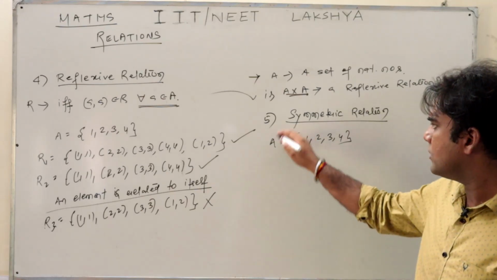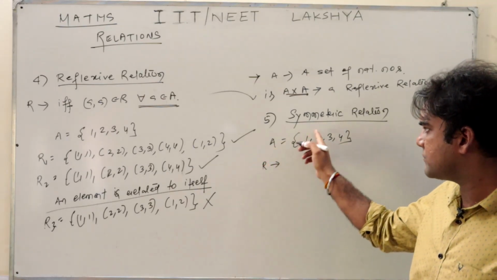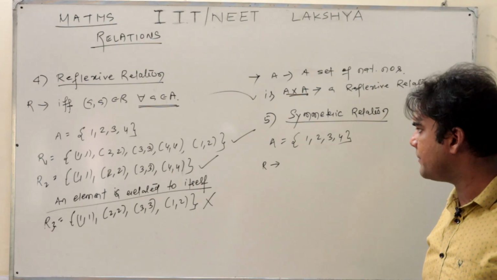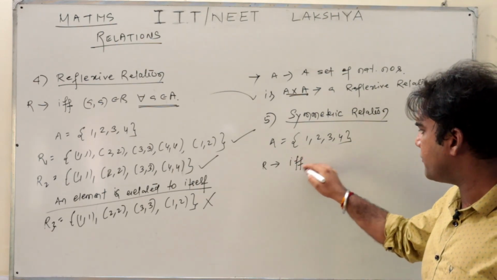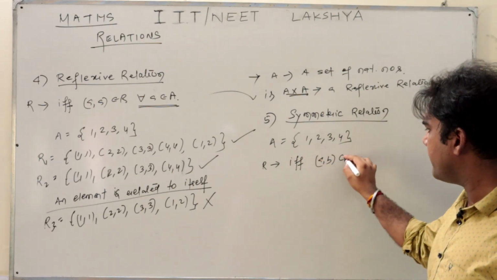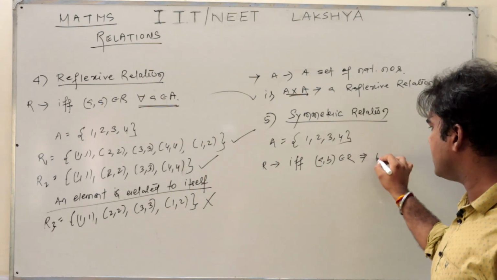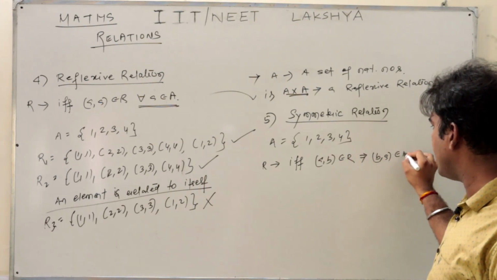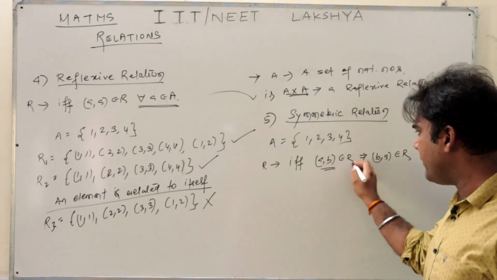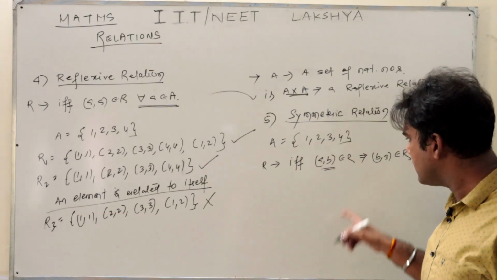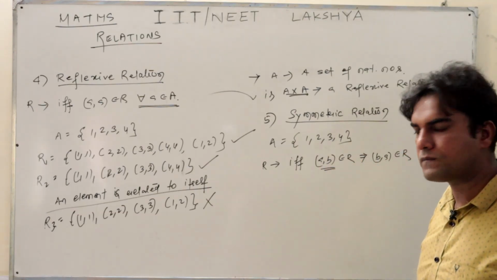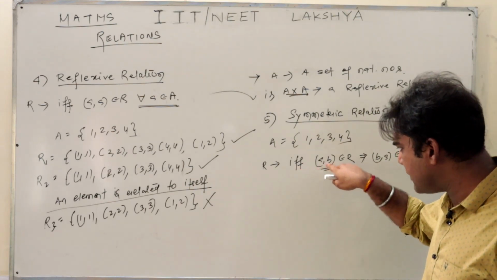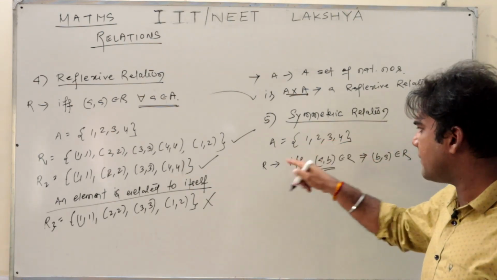Okay, so symmetric relation is nothing but a relation R is said to be symmetric if and only if (a, b) belongs to R implies (b, a) belongs to R. If (a, b) belongs to R, then (b, a) should belong to R. If and only if means if this is there, then that should be there. For example, this is your set A.